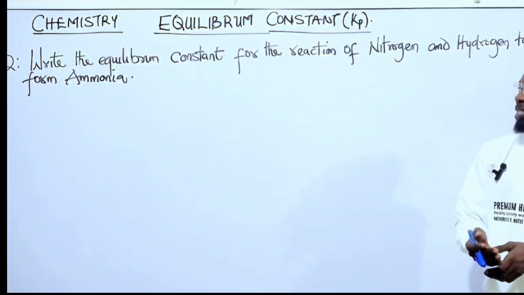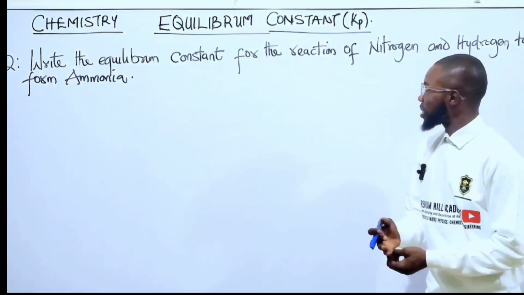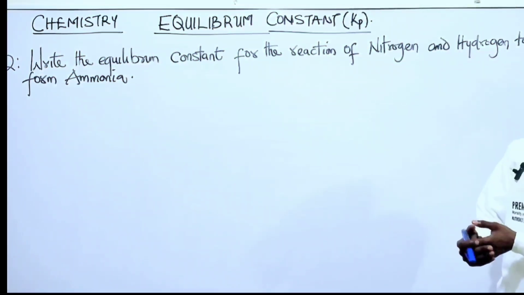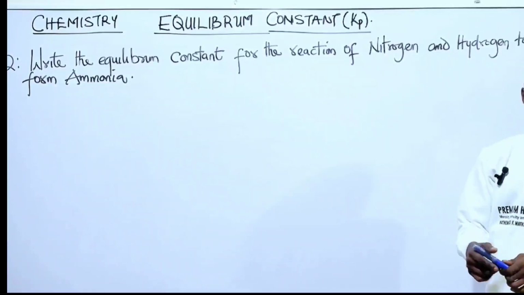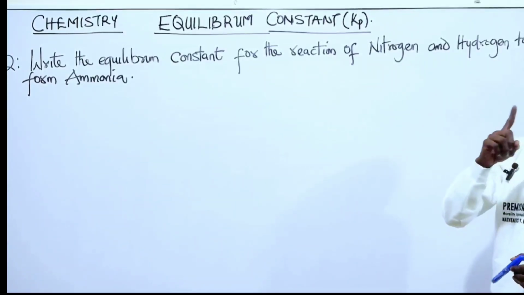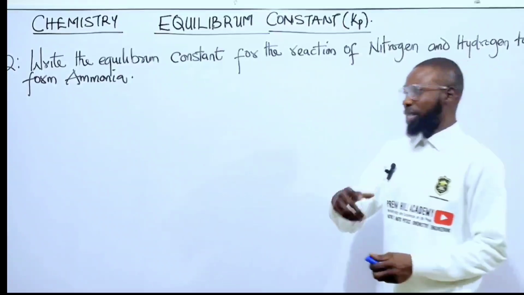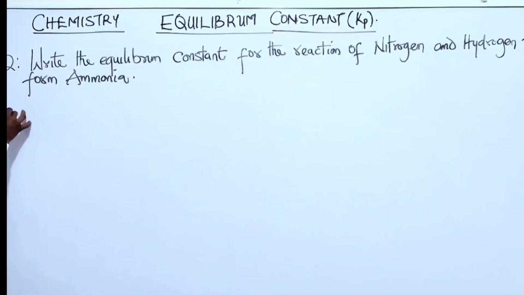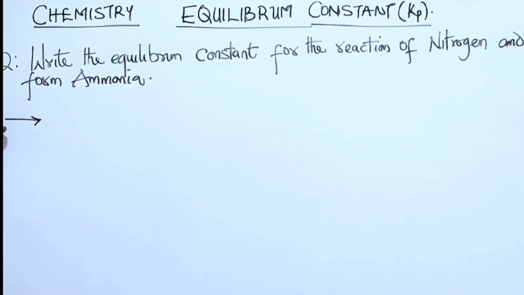Alright guys, number 2 question says we should write the equilibrium constant for the reaction of nitrogen and hydrogen to form ammonia. I told you the 2 steps. Number 1, write the equation and be sure it's balanced. So let's get step number 1, and check if it's balanced.